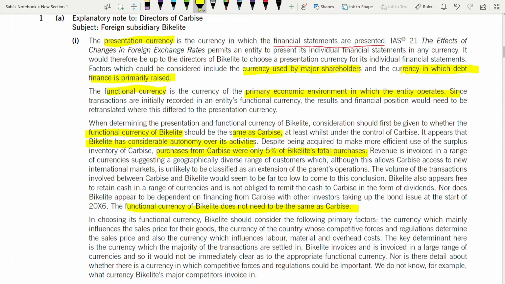How did you start this paragraph? If you see the starting line, I will underline it with a red line. First, consideration should be given to whether the functional currency of Bakelite should be the same as Kirby's or not, and look at the conclusion. After giving all the facts, you are saying it should not be the same. That link, can you see? When you go towards the end of your answer, you have to keep that link. That link has to be there throughout the answer. You cannot lose it. If you start by saying something and end with something else, it does not make any sense. So your answer has to be like this.